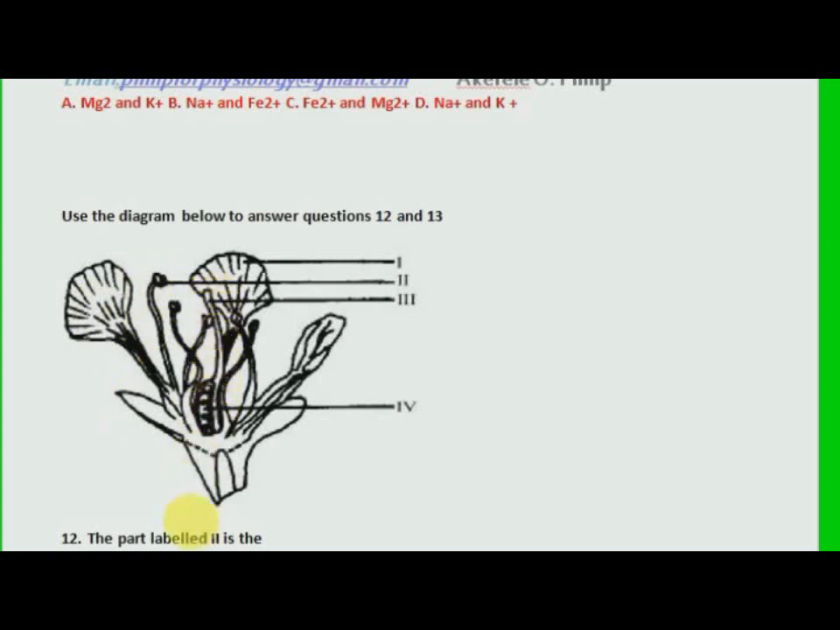All right. And the part labeled 2 is what? The anther. All together, this is the anther. So this represents the anther and filament. So the answer to that question is A.